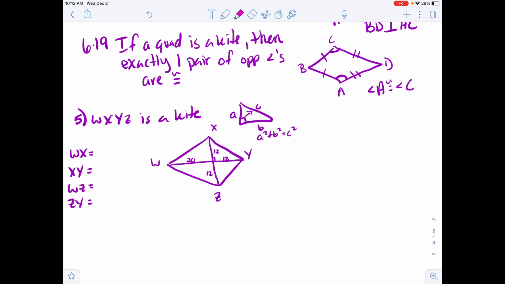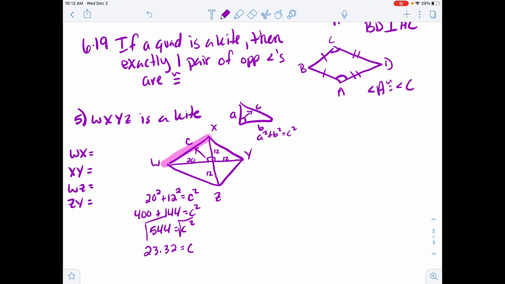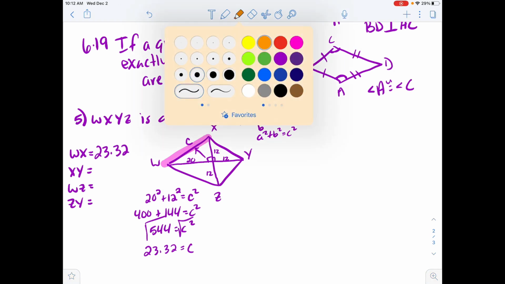Okay, so here's WX, which is across from the 90 degrees, so that's my C value. So I have 20 squared plus 12 squared equals C squared. And then we have to solve it down. So we have 400 plus 144 equals C squared. Add those together, we have 544 equals C squared. How do we get rid of a squared? We square root both sides. And we get 23.32 equals C. So WX is 23.32.